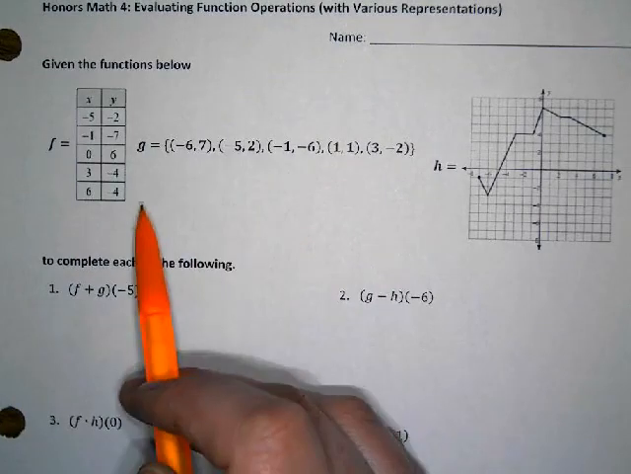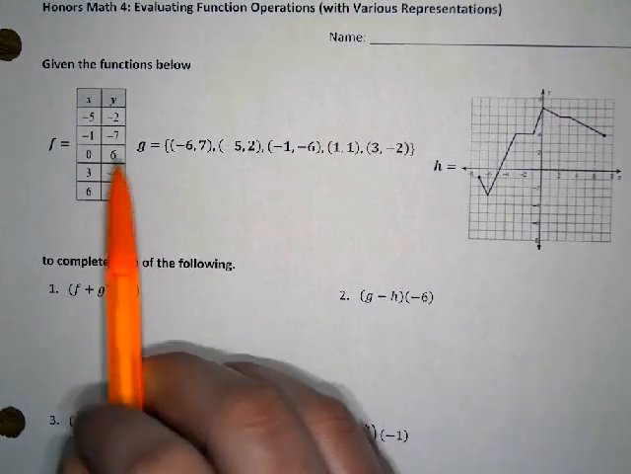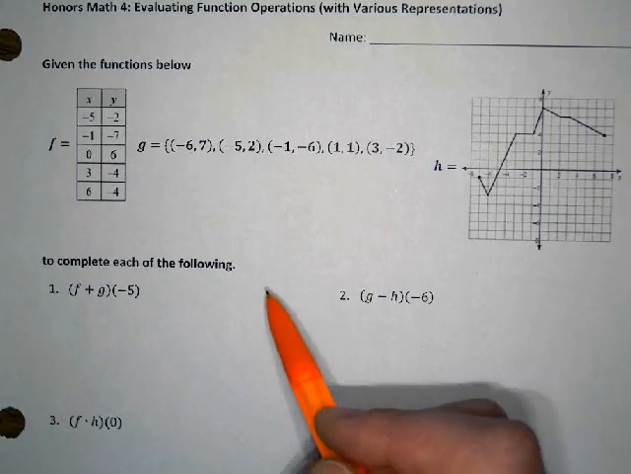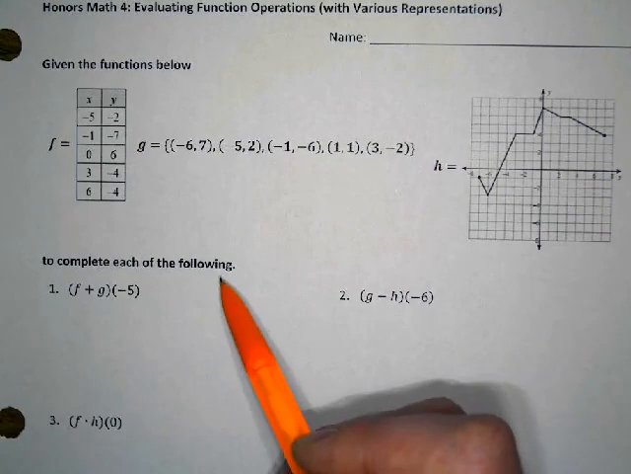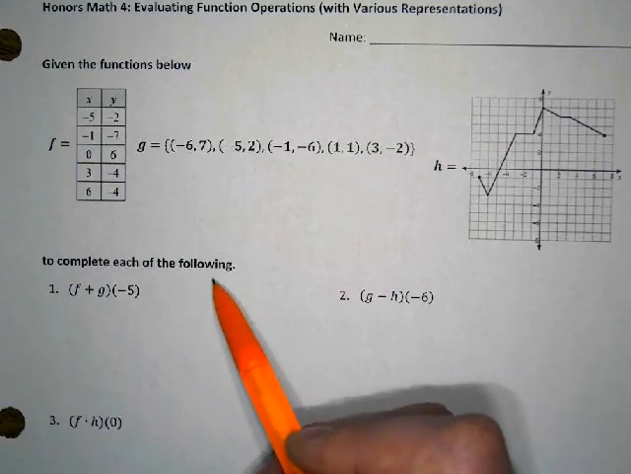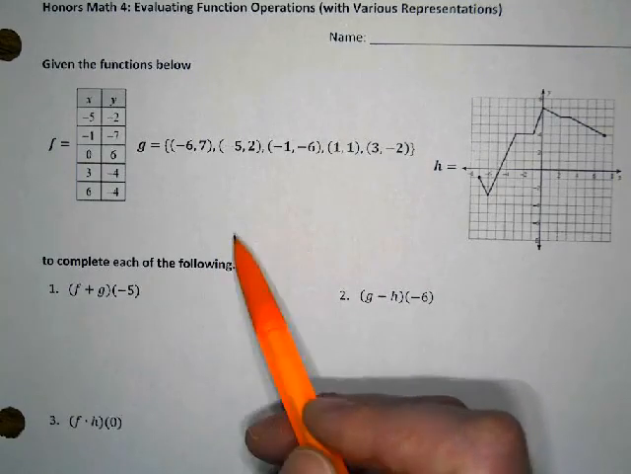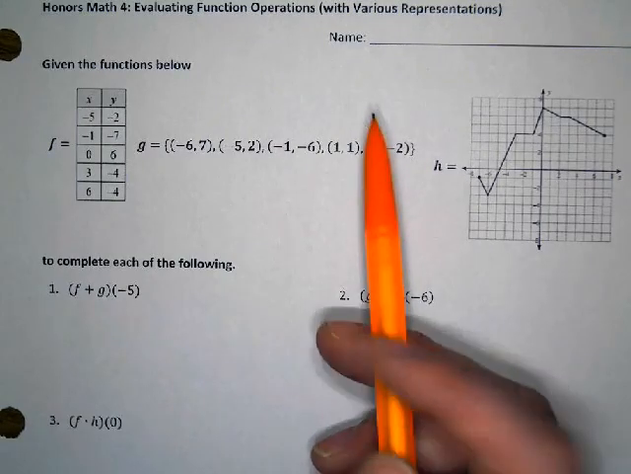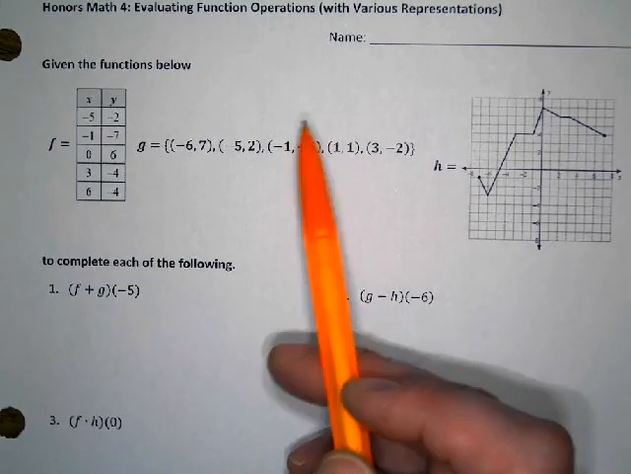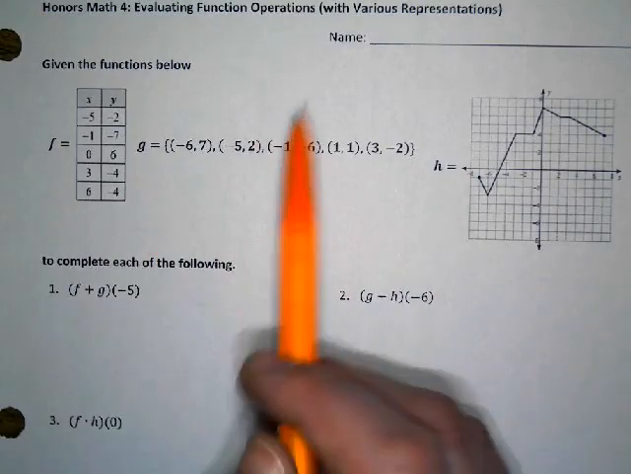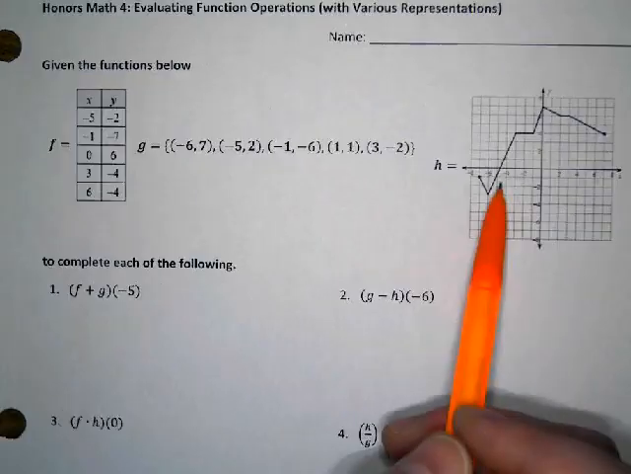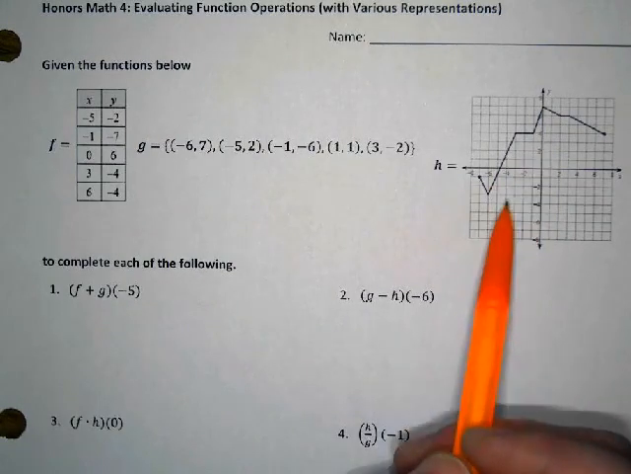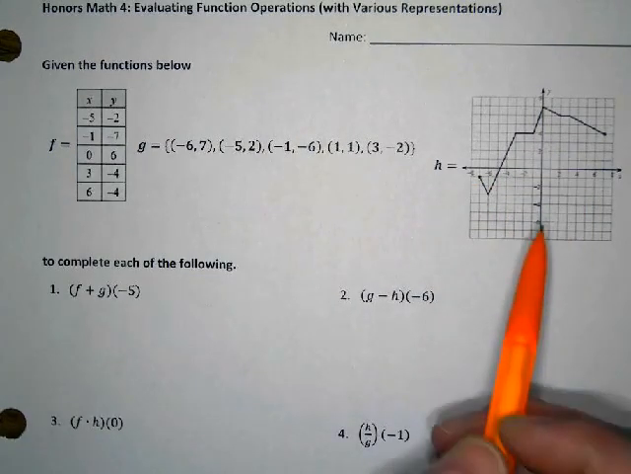So we have three functions. We have f, g, and h. And we're going to go through and do different function operations with them, but we're going to be evaluating those function operations at a specific number. So this is going to be using other representations because we don't have an equation. So we've got a table, just ordered pairs, and then a picture of a graph that is not like a typical equation. It's just kind of like a random zigzag.